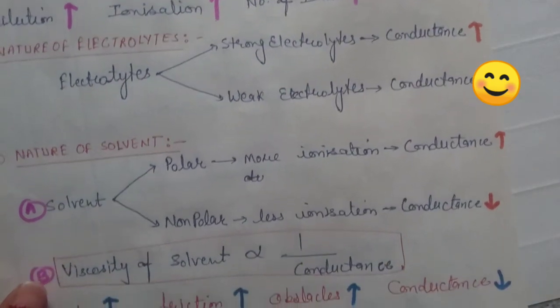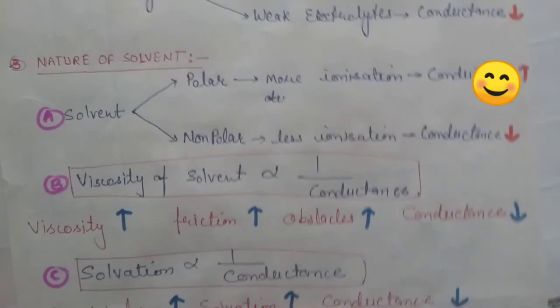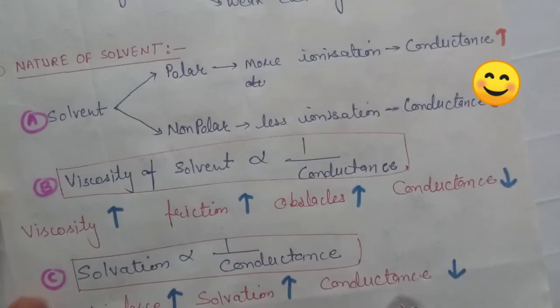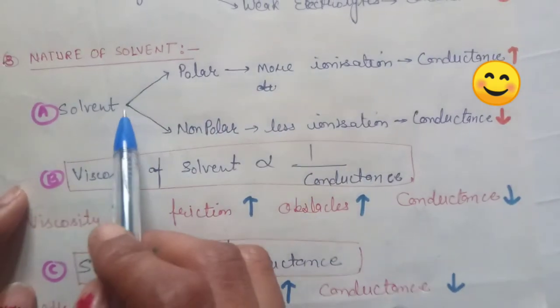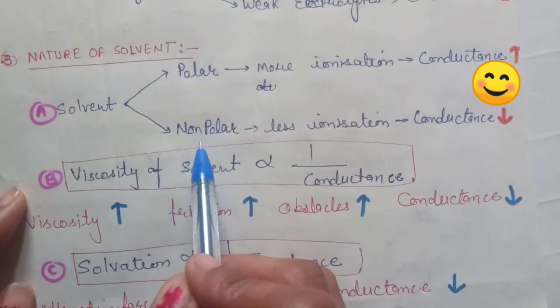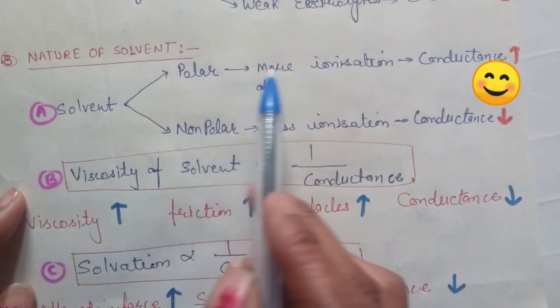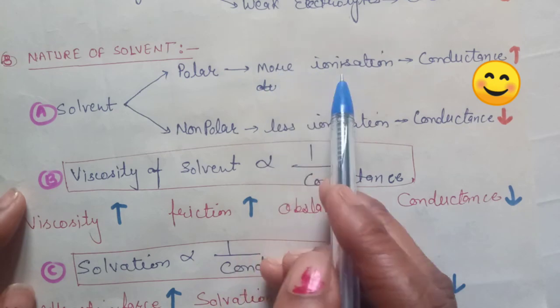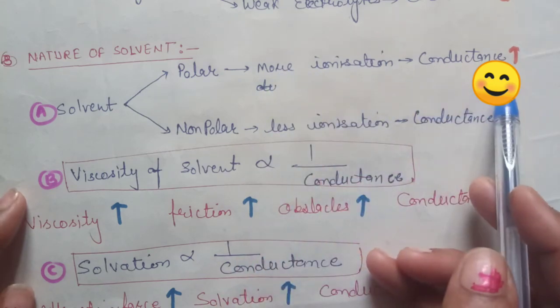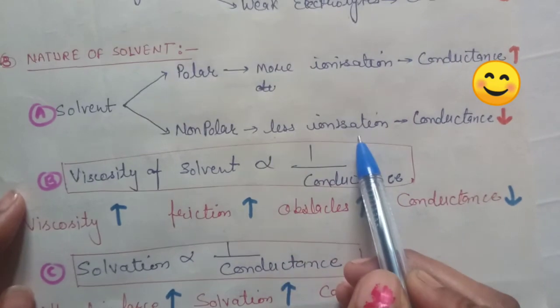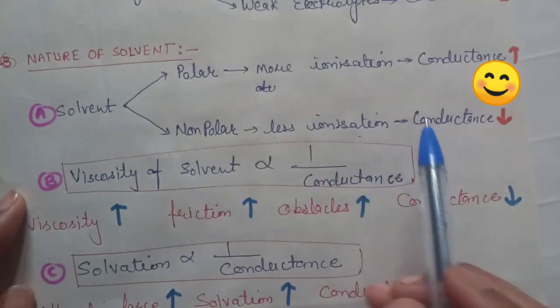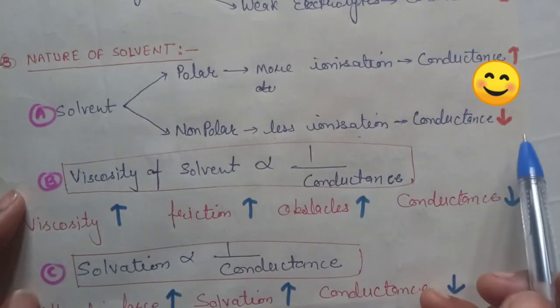Okay, nature of solvent. Three factors of solvent affect the degree of dissociation and conductance also. First of all, nature of solvent: polar and non-polar. Polar means more ionization occurs. More ionization occurs, conductance increases. Non-polar means less ionization. Less ionization, the number of ions are less, so the conductance will be decreased.